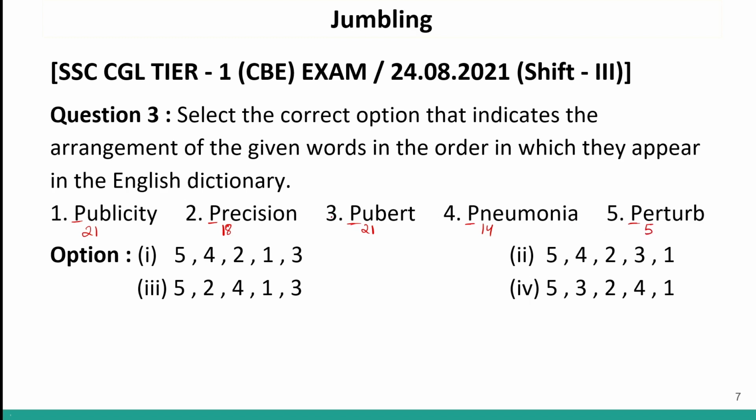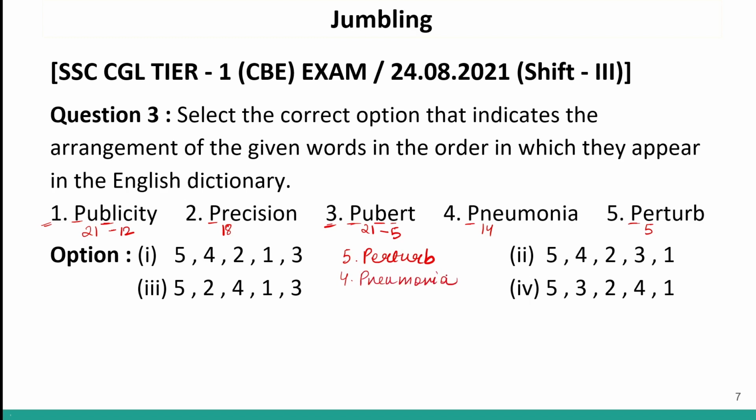Now, in 21 and 21, pubert and publicity, we have to look at the next letter, which is B, which is common. So we have to look at the letter after B. After B, we have L, which is 12. And over here, after B, we have E, which is 5. Correct? So the order will be, the first word will be perturb. The next word will be pneumonia.